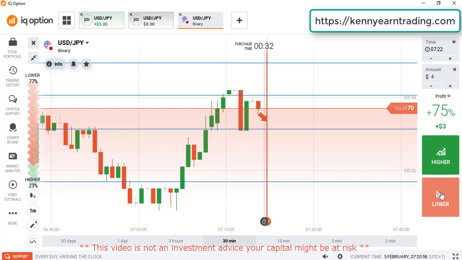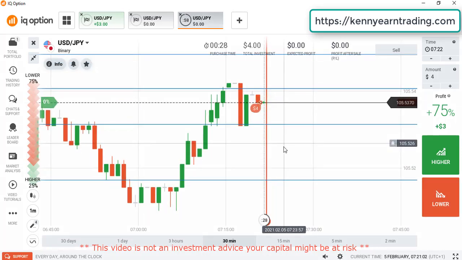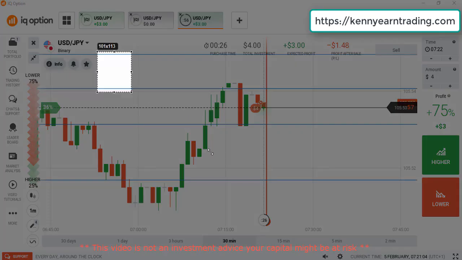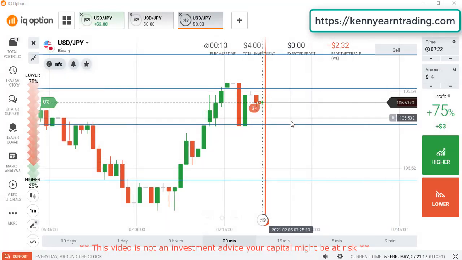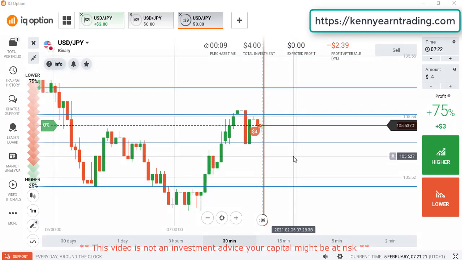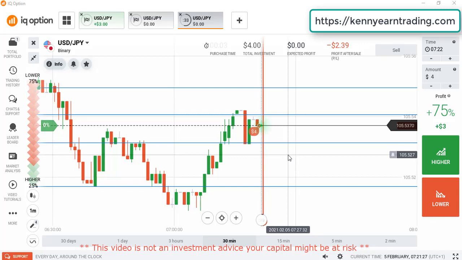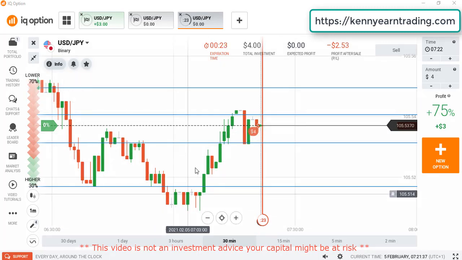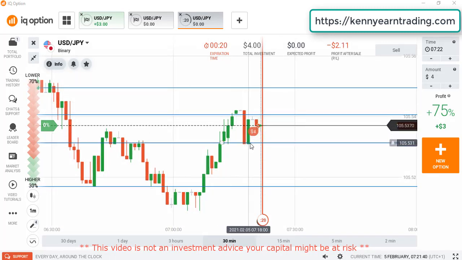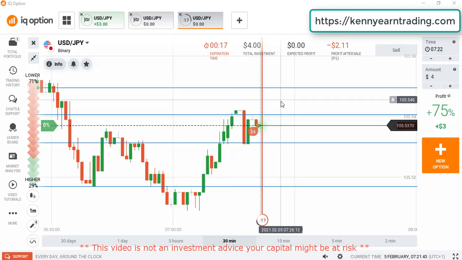Okay, good sellers' entry. I'll go with the lower option. I placed a lower option here because after this weak candle, I think that was a retracement, sellers entered strongly, and now I guess sellers may start taking the market lower. Okay, let's see the close of this candle.